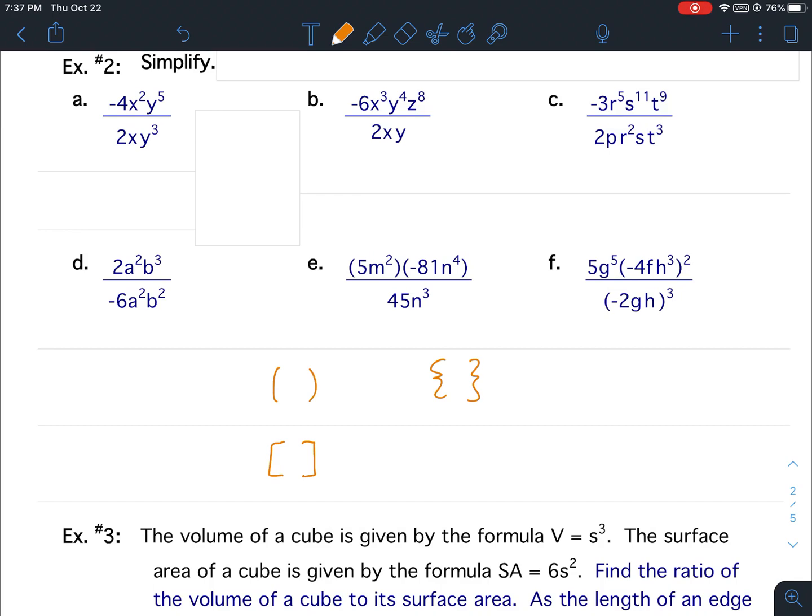But the one grouping symbol that some people don't talk about is the division bar. The division bar really is a grouping symbol in the sense that you cannot divide until you simplify everything in the numerator and everything in the denominator. In other words, when you see a division bar, it almost automatically puts parentheses around the top and around the bottom, meaning you have to simplify the numerator completely and the denominator completely before you can do any division.